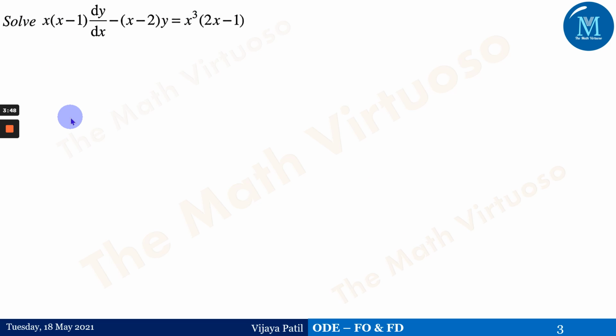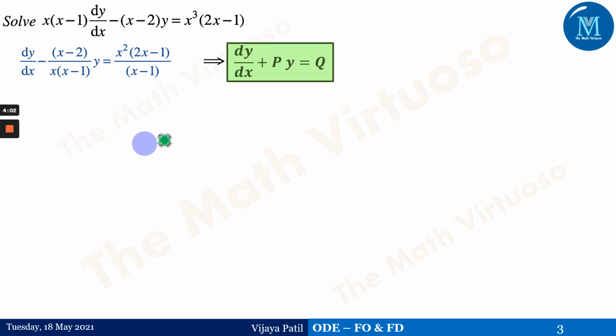And that's the reason we have to divide throughout this particular equation by x into x minus 1. After dividing throughout by x into x minus 1, we will get something like dy upon dx plus p into y is equal to q, where p and q are the functions of x or constants. Here we are getting functions of x. What are they? The p is minus of x minus 2 upon x into x minus 1. That is what p is. It's the coefficient of y. So we have to understand, and we should be able to read this p and q properly.